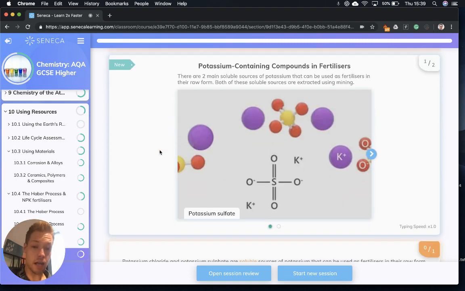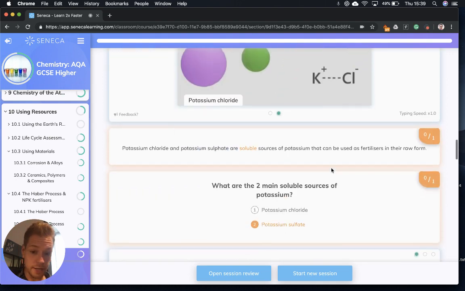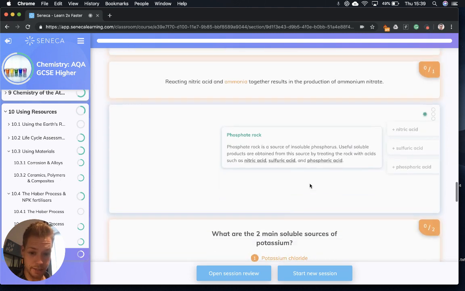Okay, and lastly, we're going to be talking about potassium-containing compounds in fertilizers, and there are two main soluble sources of potassium that can be used as fertilizers in their raw form. Both of these soluble sources are extracted using mining. So we've got potassium sulfate and potassium chloride. Both of those we can get from a cute little bit of mining.